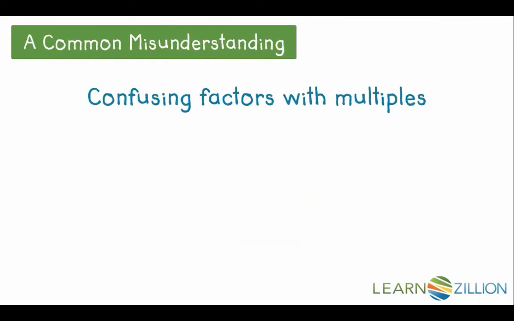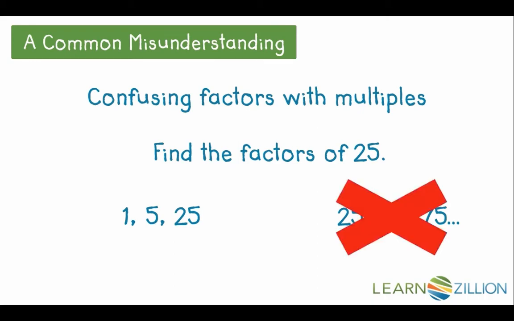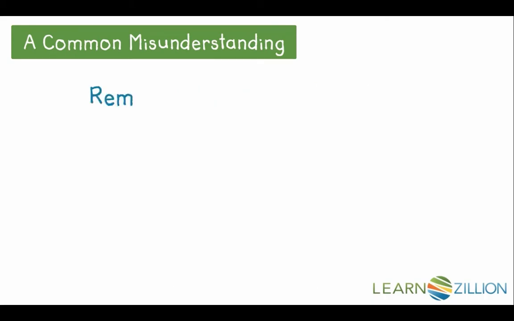A common misunderstanding is confusing factors with multiples. If I'm looking for the factors of 25, I want to find the pairs of numbers that when multiplied together give us the product of 25. I don't want to confuse that with its multiples.